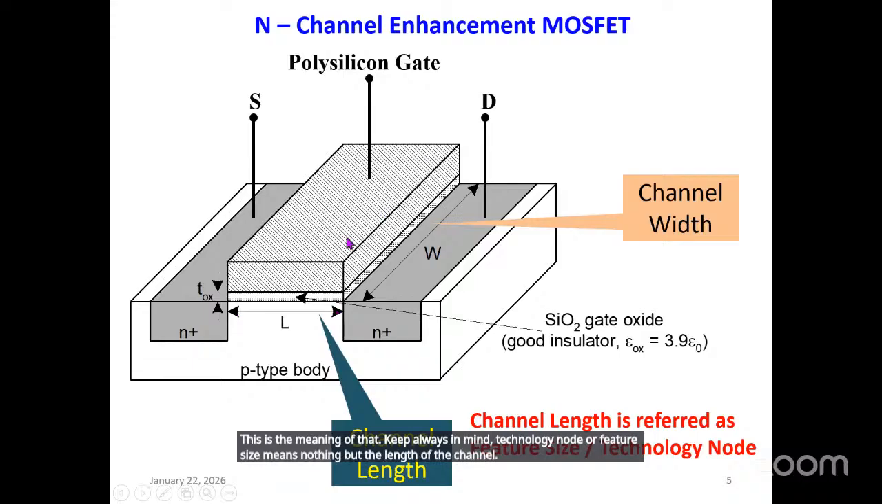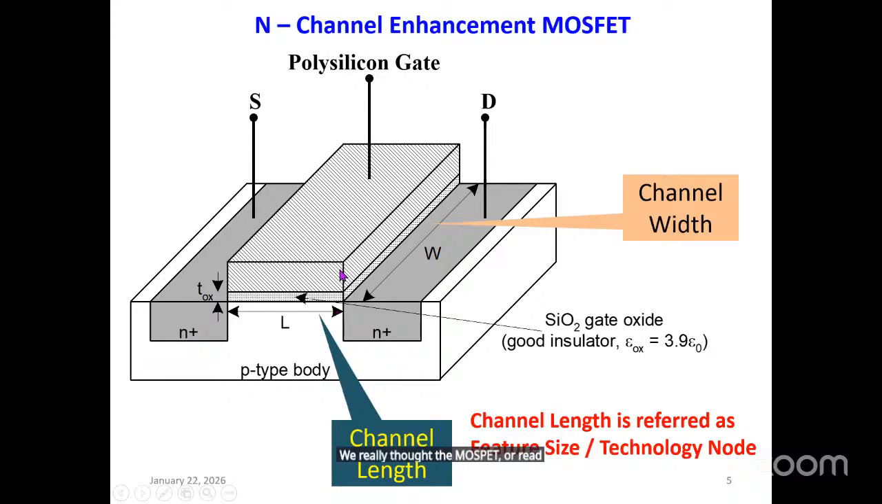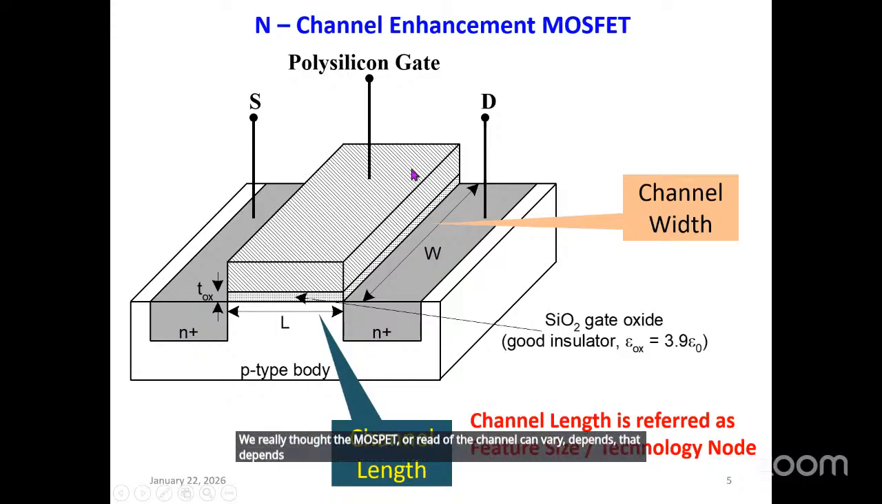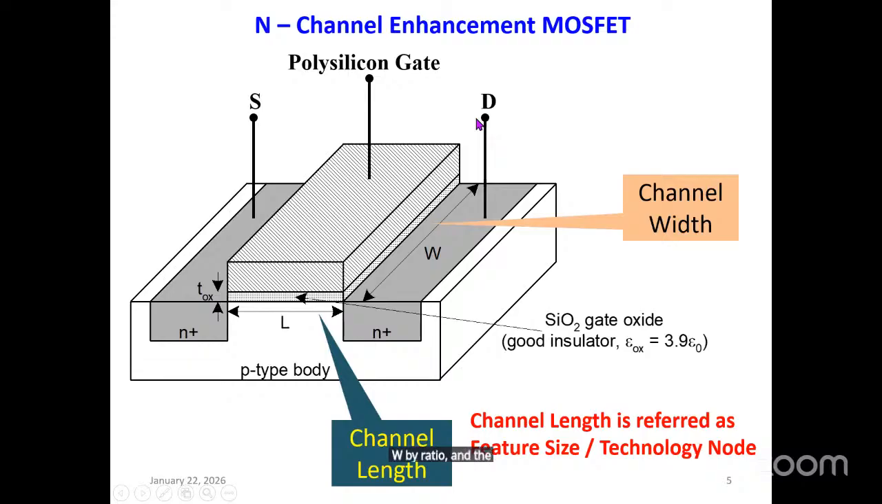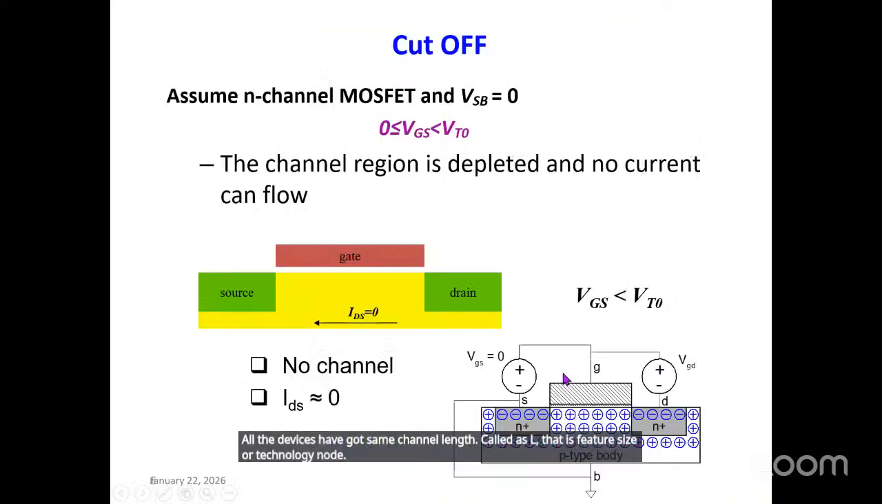Width of the MOSFET or width of the channel can vary; that depends upon how the designer prepares the layout, the W by L ratio, and the sizing of the devices. It's a different area. But normally in digital ICs, when billions of transistors are fabricated on one IC, all the devices have the same channel length called L, that is, feature size or technology node.